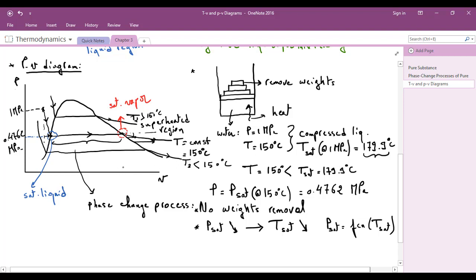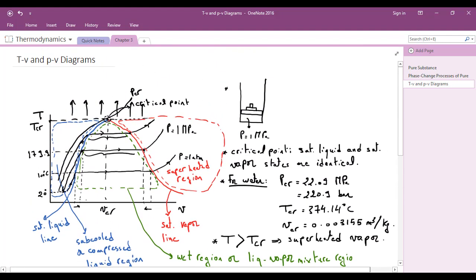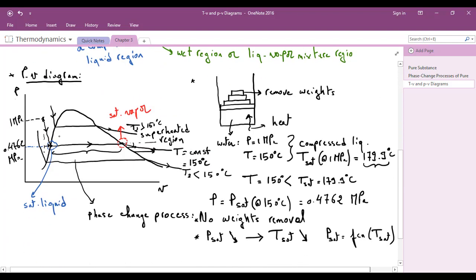In the PV diagram we draw lines of constant temperature and they have a downward trend, but in the TV diagram we draw lines of constant pressure and they have an upward trend. So the regions concerned: subcooled compressed liquid, saturated liquid, inside the dome mixture liquid vapor, to the right of the vapor dome superheated region, on the saturated vapor curve, the red one, and above the critical point we have the superheated region, is all common with the PV diagram. So here we also have the same regions.